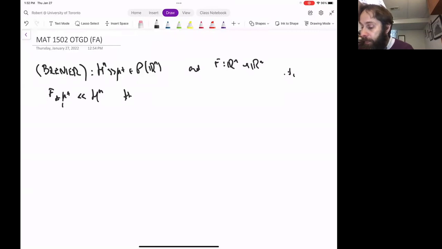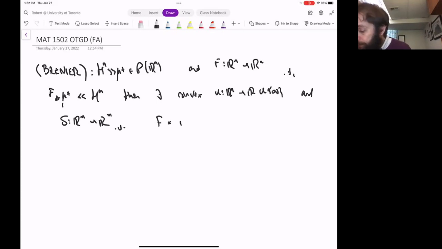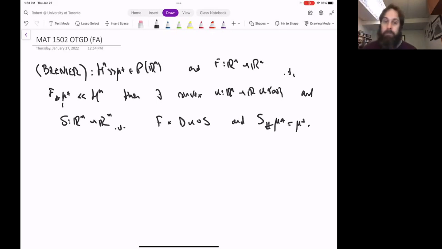then there exists a convex function u, possibly infinite valued, and a mapping S such that two things happen. First of all, F can be written as the composition, and S pushes forward mu to itself. So that was the theorem, and I think I'm due to give a proof of this theorem. Are there any questions about the theorem yet?